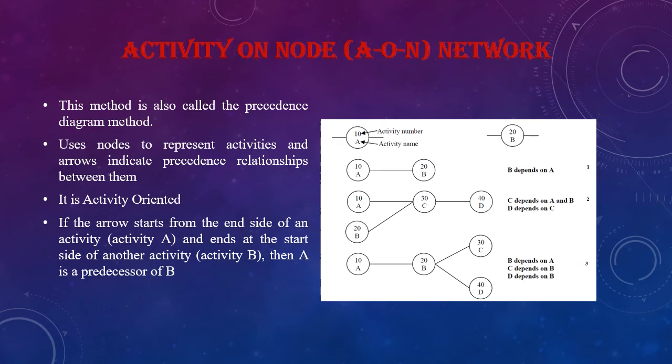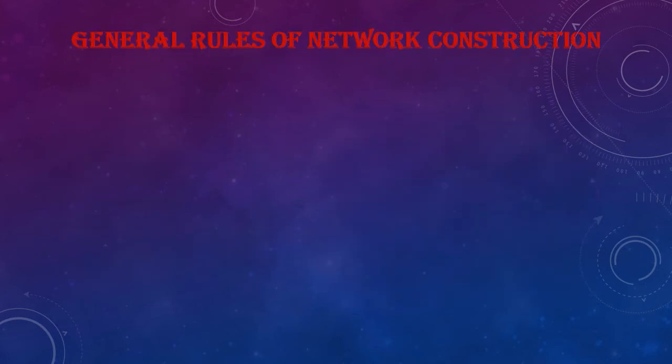And in the second diagram, B depends on A. And in the third diagram, C depends on A and B, and D depends on C. And in the third diagram, B depends on A, C depends on B, and D depends on B.